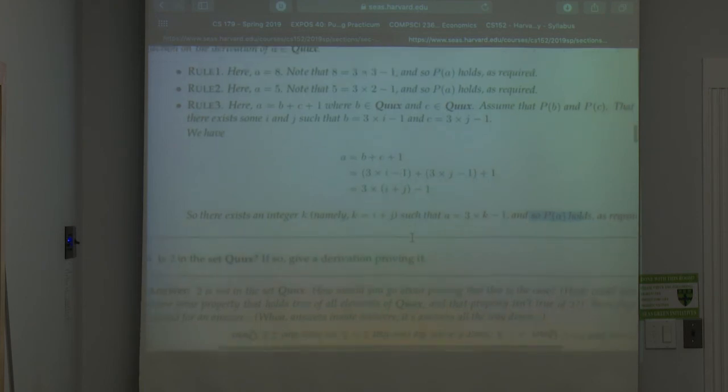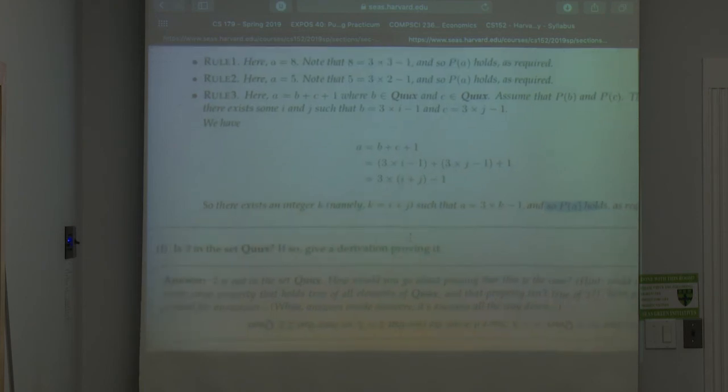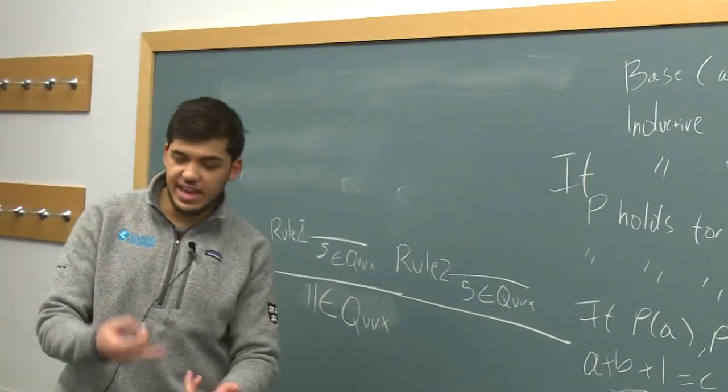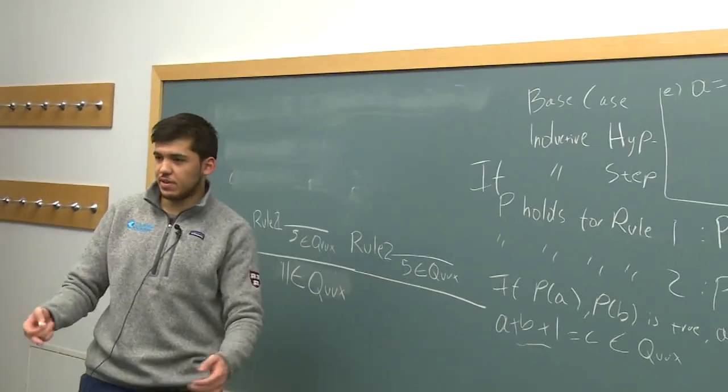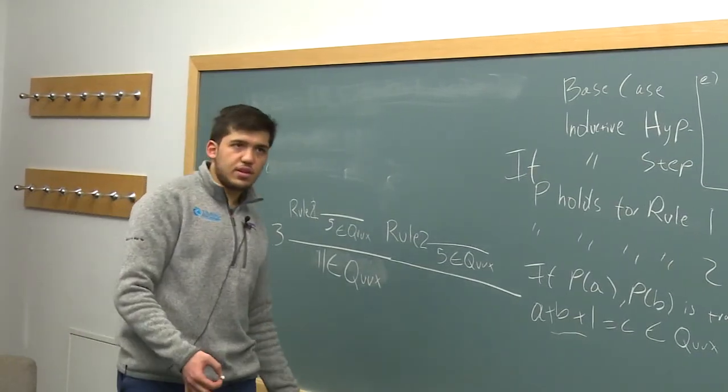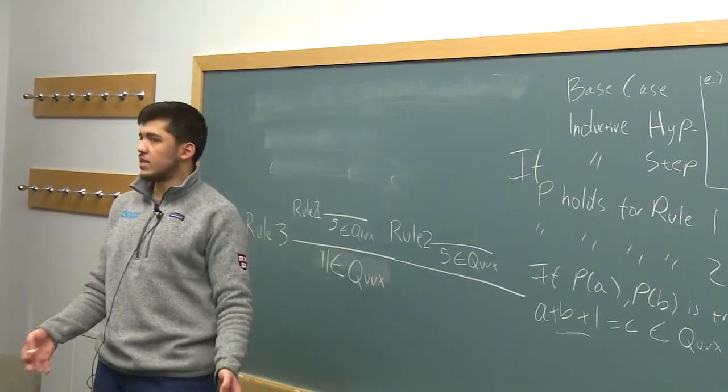Yeah. So this is actually my favorite question in this entire problem set right here. Is 2 in the set of Qs? If so, give a derivation proving it. We don't need to get to the specifics here, but we have shown that our set Qs consists of the elements 5, 8, and a rule saying a plus b plus 1 is also in the set Qs. So that's like a recursive rule.